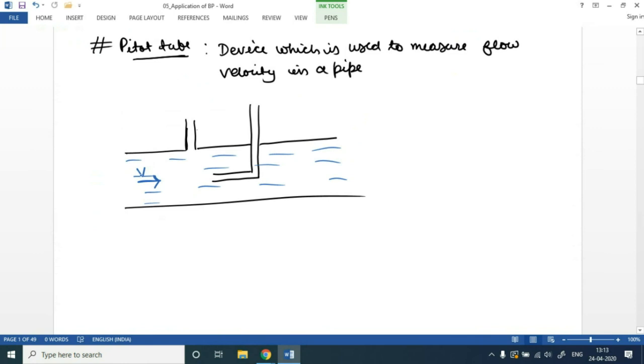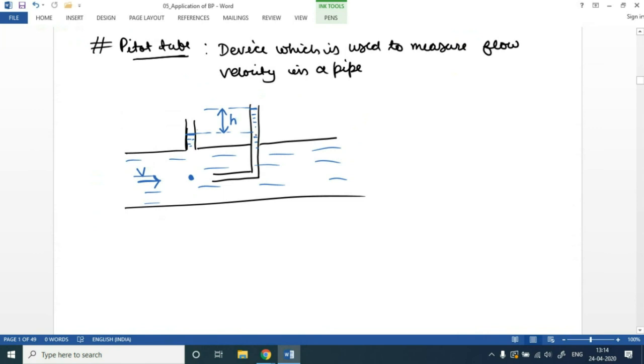So what will happen when we install such a device? There would be some pressure over here that would be pushing liquid in this open column to some height, and there would be pressure over here and it will be pushing liquid in this column as well. The way I have drawn, you can see that the height of the raised liquid in the L column is greater than this column. Let's say this difference is equal to H.